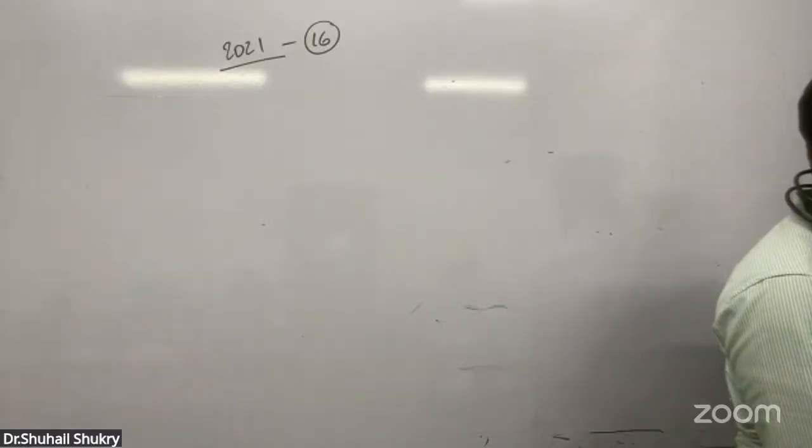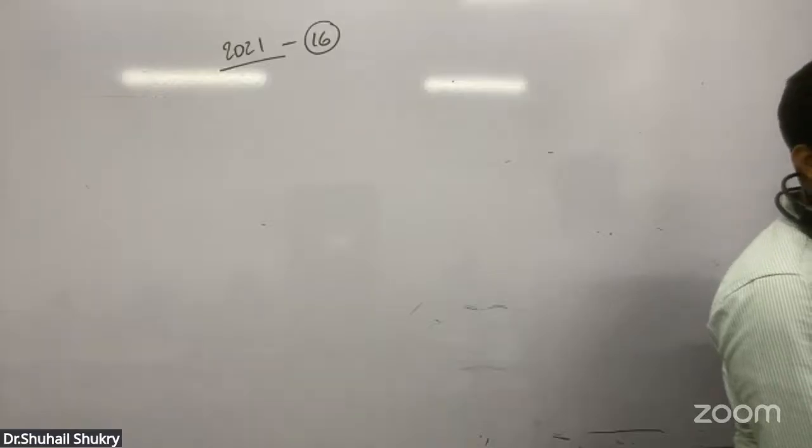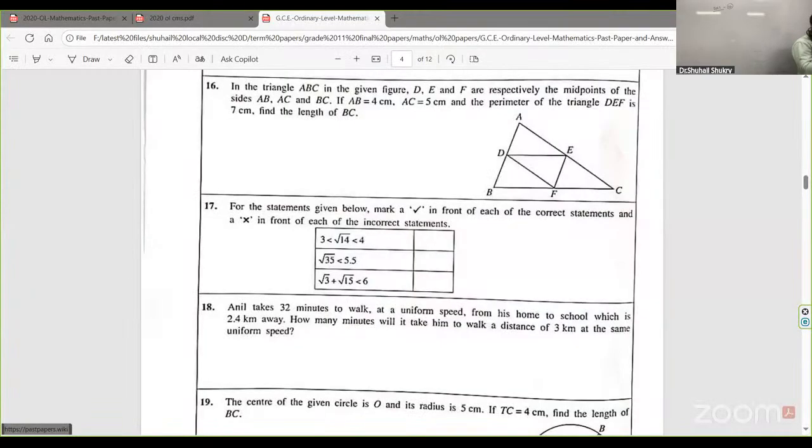Now, let's move to the next one. Question 18 about Anil. Anil takes 32 minutes to walk at a uniform speed from his home to school, which is 2.4 kilometers away. How many minutes will it take him to walk a distance of 3 kilometers at the same uniform speed?